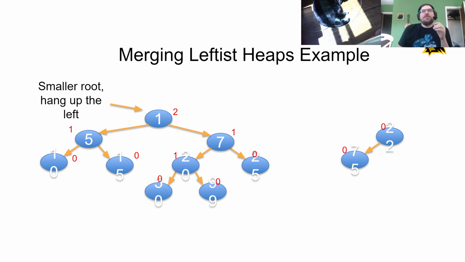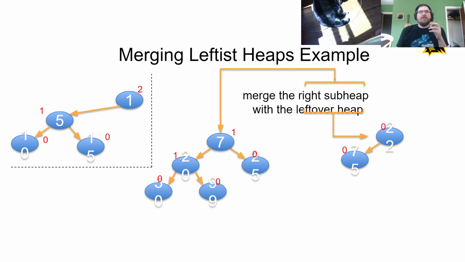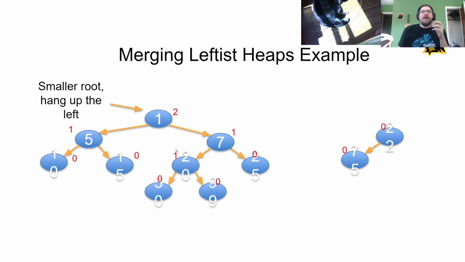Okay, so what we're going to do is look at these two heaps. We have 22 and 1. And so what we're going to do is take this right child.